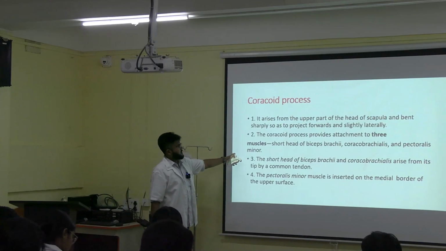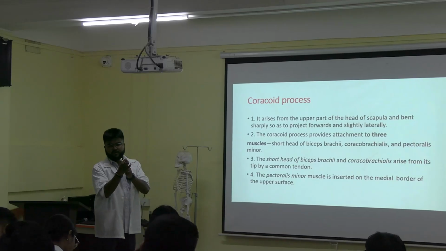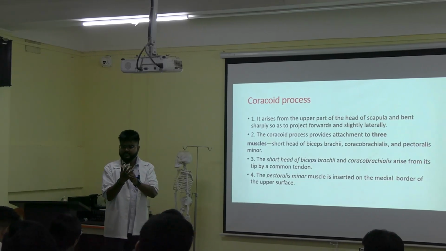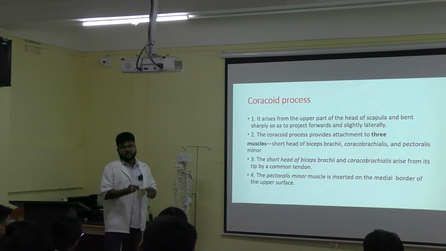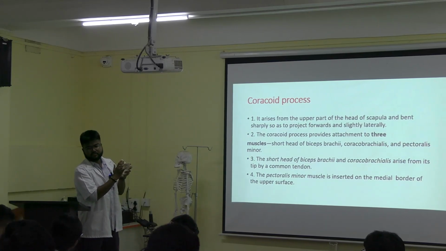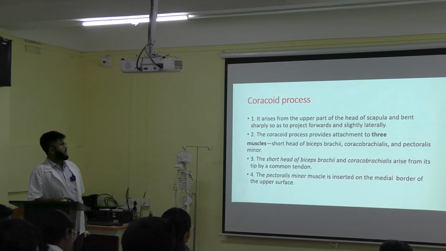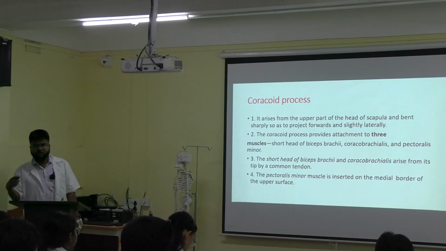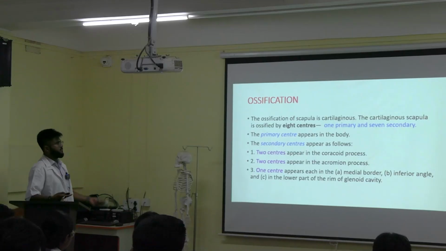In the coracoid process, there are 3 muscles attached. Here at the tip of the coracoid process, the short head of the biceps and coracobrachialis muscles are attached. In the upper surface, the pectoralis minor muscle is attached here. So 3 muscles are attached in the coracoid process. These questions come again and again: the muscle attachment of the coracoid process in the OSPE, means in the practical exam.